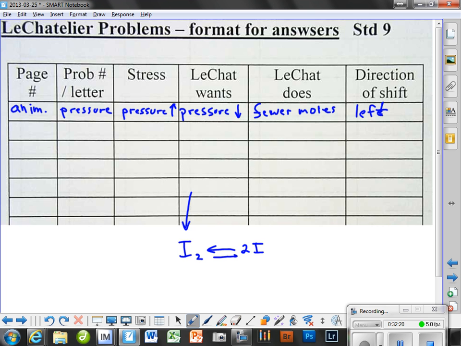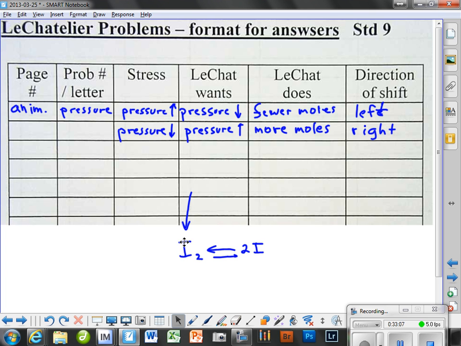Okay. All right. This time, let's do pressure down. Because I can only try 2 different things now. What is LeChat going to do? Or try to do? What does he want to do? He wants to raise it. Okay. And what side does he have to go to? Okay. And why are we going right? How's he doing it? More moles. Okay, more moles. And to get more moles, he has to shift to the right. See, this is going to go pretty fast for homework, isn't it?